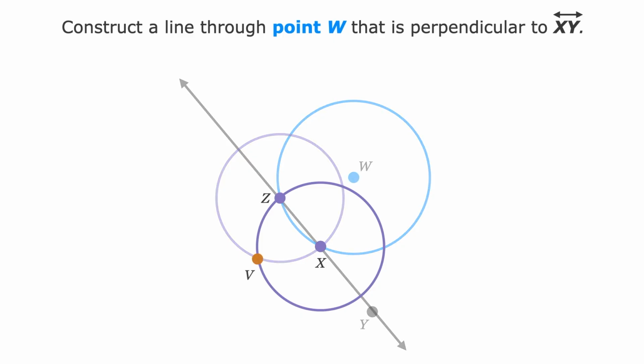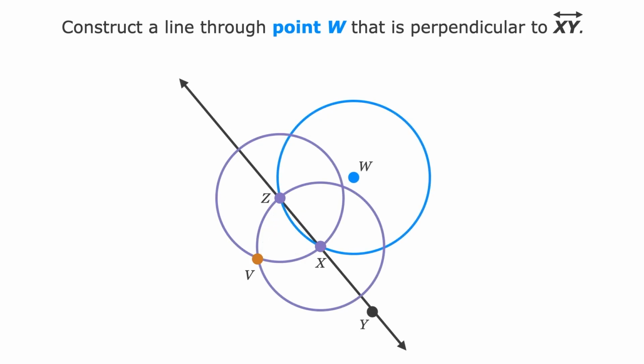Great! Now, since points Z and V are both on circle X, line segments XZ and XV are congruent. And since points X and V are both on circle Z, line segments XZ and ZV are congruent. So line segments XV and ZV are also congruent. This means that point V is equidistant from points X and Z, just like point W.